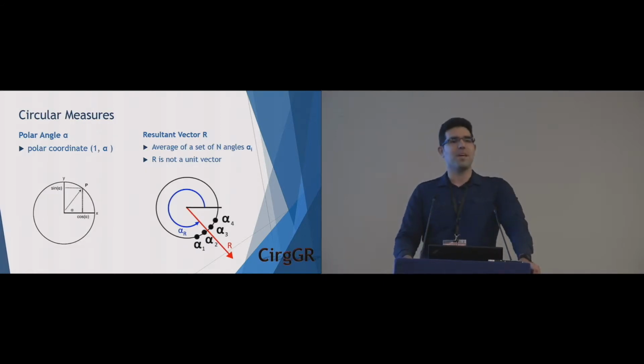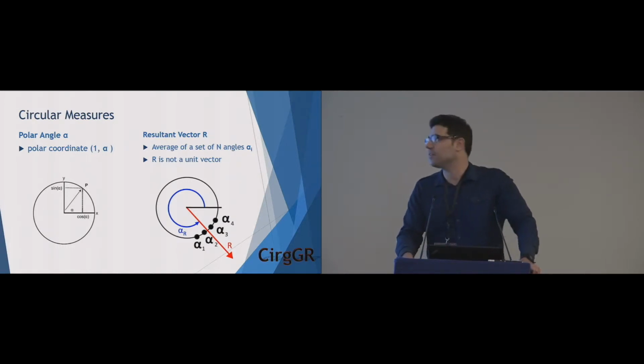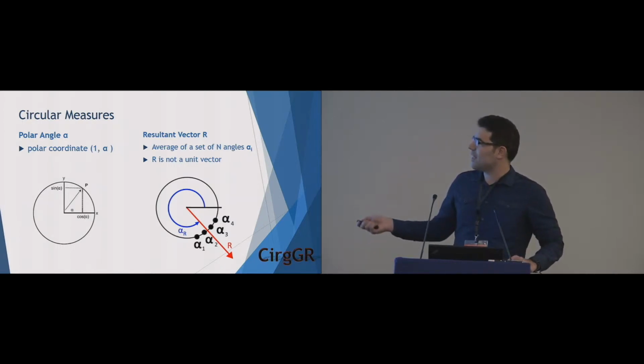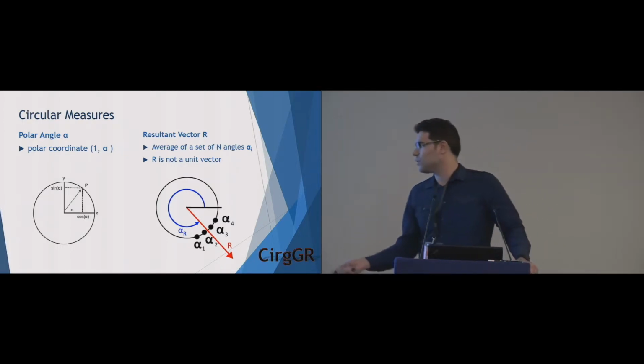So the main data point that you capture with CircGR is the circular measure, which is the polar angle. The polar angle is just part of the polar coordinate, which represents a unit vector, as shown over here. And a bunch of those angles put together in a set can be averaged out into a resultant vector.